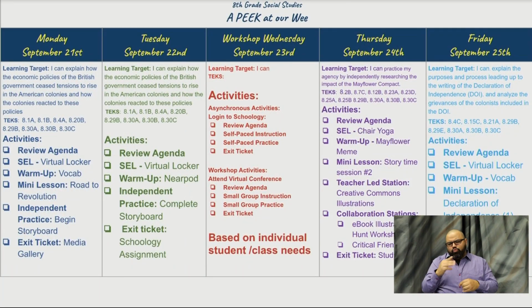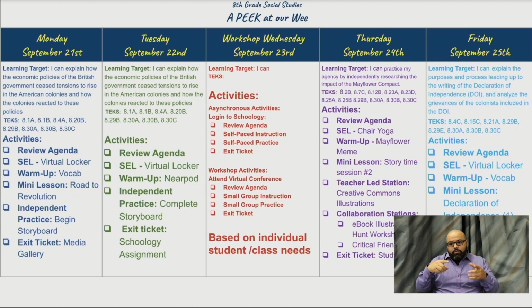In our New Tech Network framework, we call this a workshop. It is a 10 to 15 minute whole group activity. In this case, we did a story time, as my students are creating an ebook for elementary school students, and we all read out loud together.